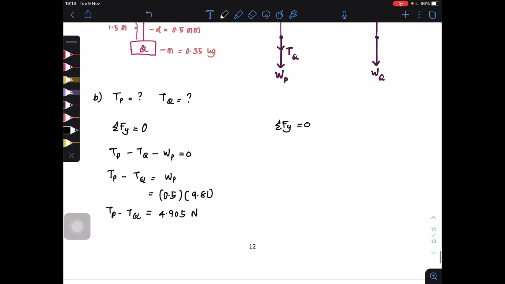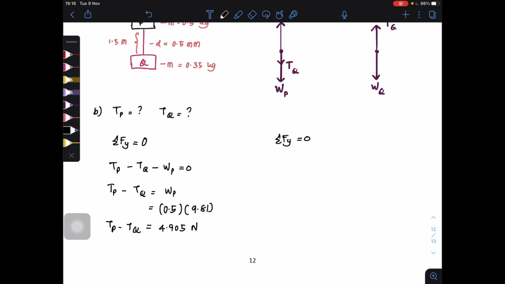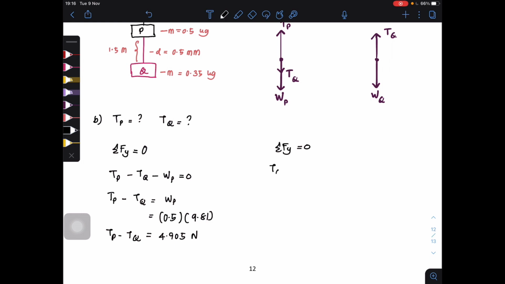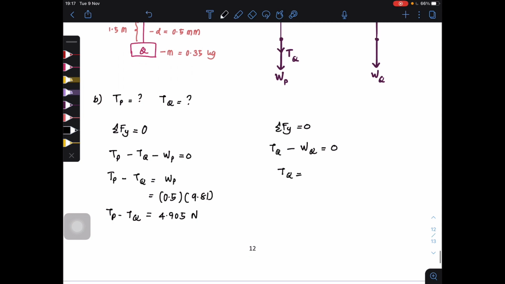Sama juga, it will be equal to 0. So untuk object Q kita ada TQ minus WQ sama dengan kosong. So dekat sini kita boleh dapatkan value untuk TQ which is equal to WQ, which is equal to mg. So mass of the Q 0.35, the gravity 9.81. So kita akan dapat tension for the copper wire equal to 3.43 Newton.